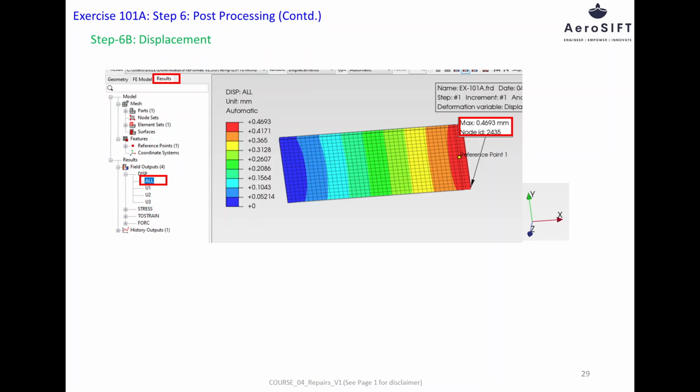This output is essential for assessing whether the structure remains within acceptable deflection limits and for verifying boundary conditions and load applications. We can also explore directional displacements U1, U2, U3 for deeper insights into how the model moves along each global axis.